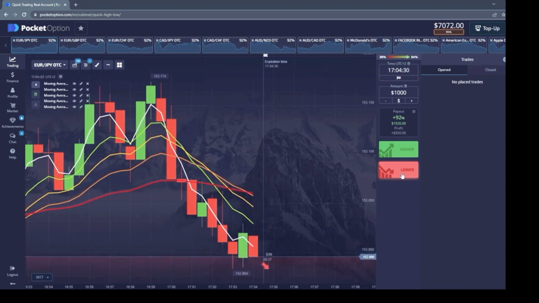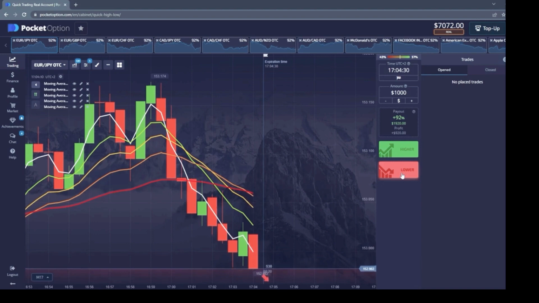As you see, this ended up as a green candle, so I would have been losing. That's why it's important to wait until the signals are fully confirmed.